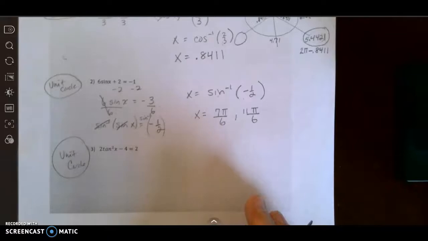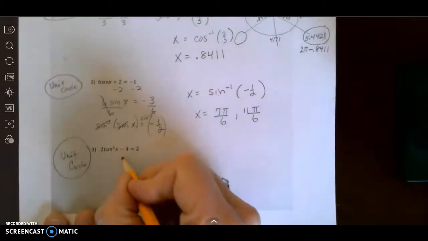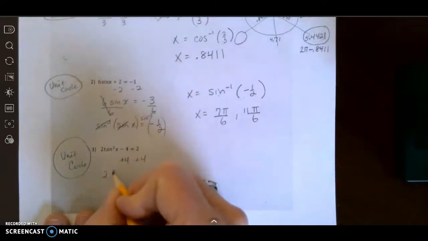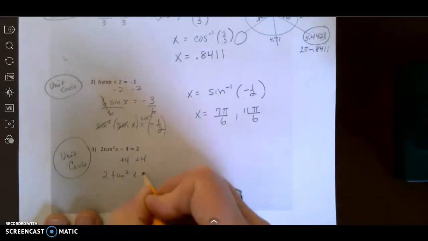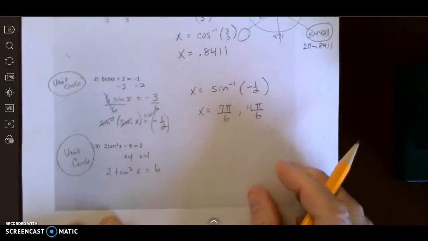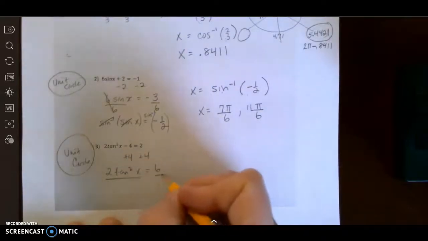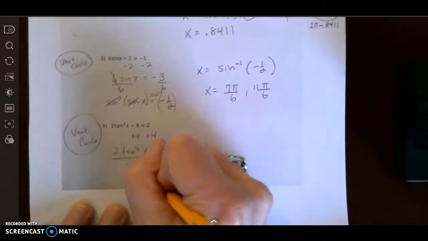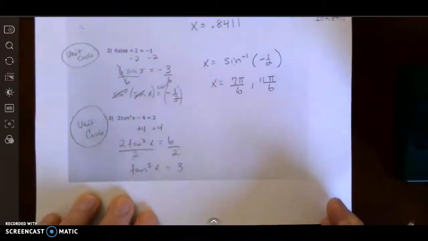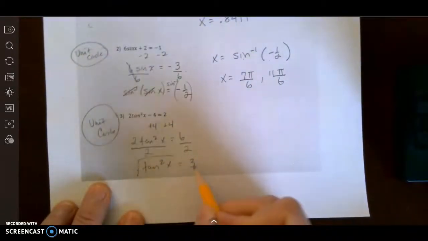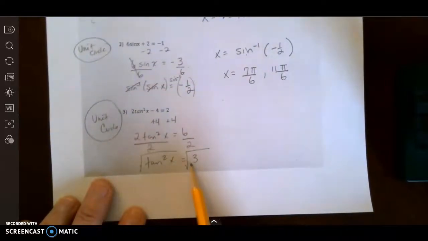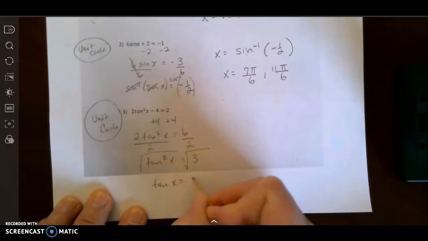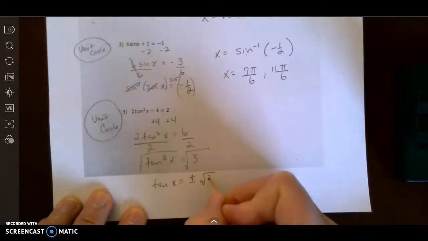Let's go to number 3. Going to add 4 to both sides. And I get 2 times the tangent squared of x equals 6. I'm going to divide both sides by 2. And I get that the tangent squared of x equals 3. Now I take the square root. Because I took the square root, I need to give all possible answers. So tangent of x equals plus or minus the square root of 3.